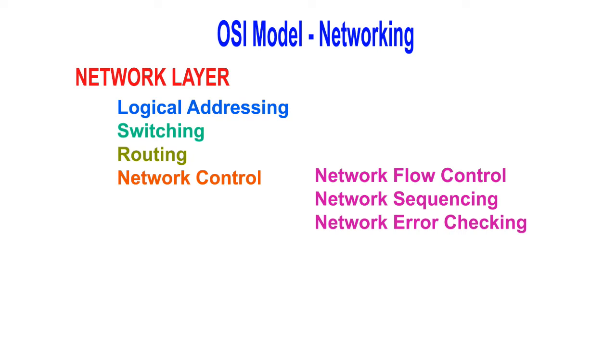Network control. The network layer has some administrative tasks that support internetworking and routing. These tasks ensure a steady speed and rejoin all the datagrams at the other end. These tasks include one, network flow control, two, network sequencing, and third is network error checking.